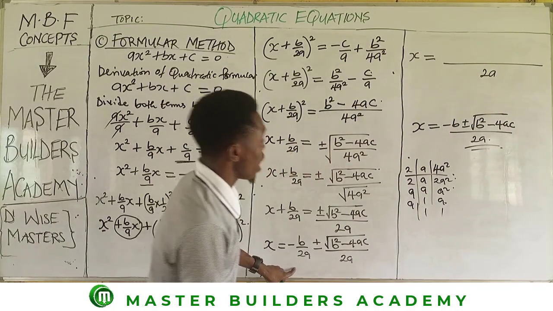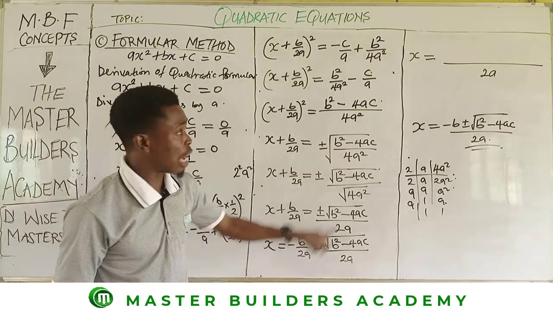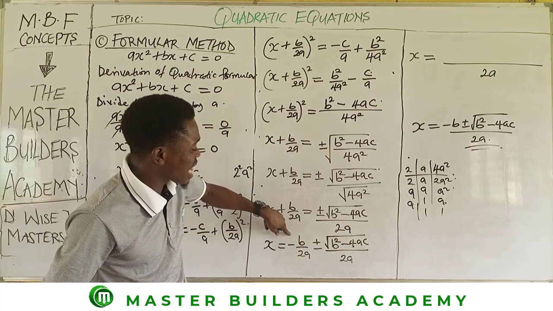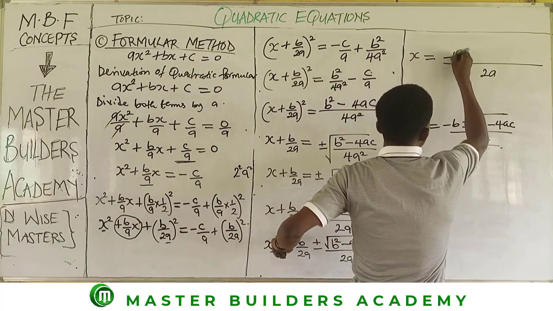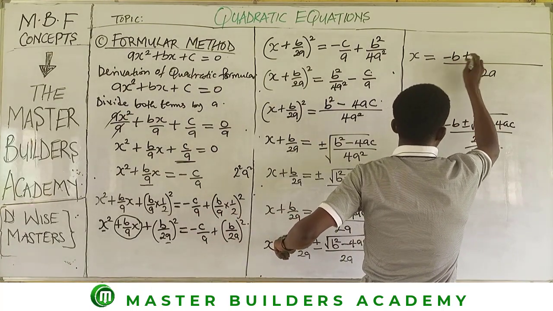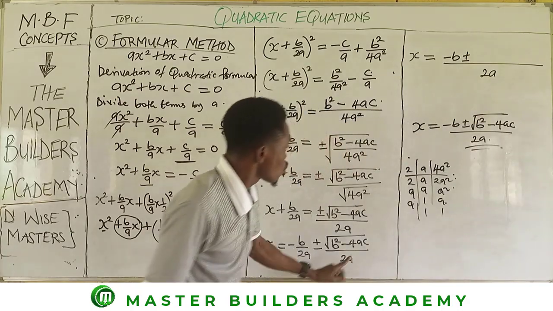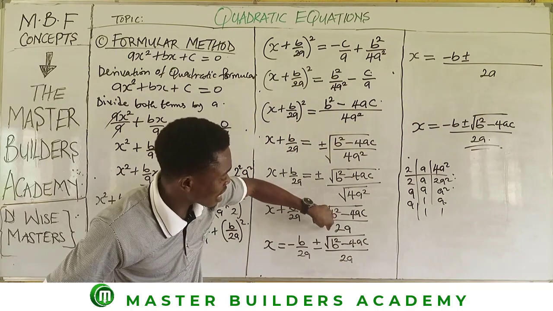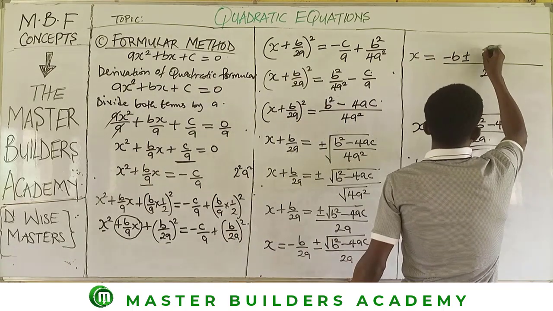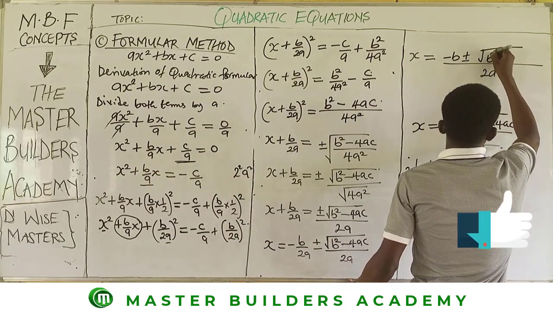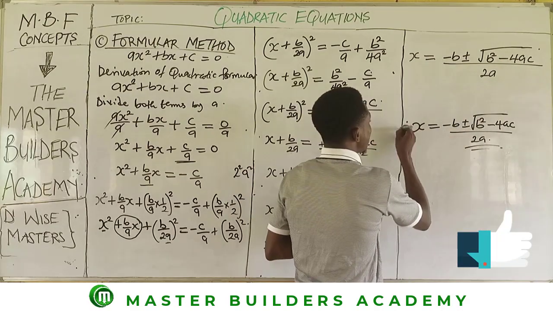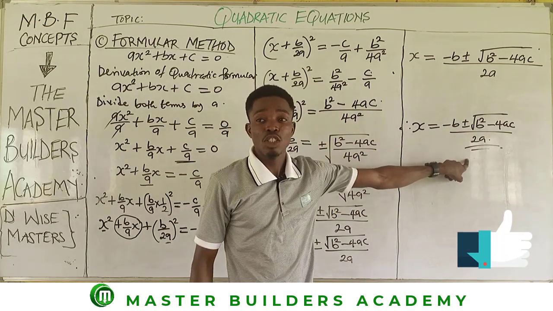Now guys, 2a divided by 2a. Now that new denominator divided by this denominator will give us 1. And 1 times minus b will give us minus b plus or minus. Now 2a, which is our new denominator, divided by 2a will give us 1. And 1 times this numerator will also give us this numerator, b squared minus 4ac. Therefore, the quadratic equation is equivalent to this.